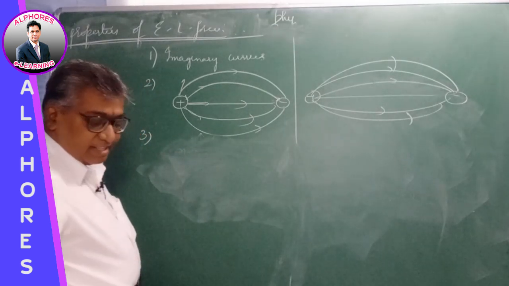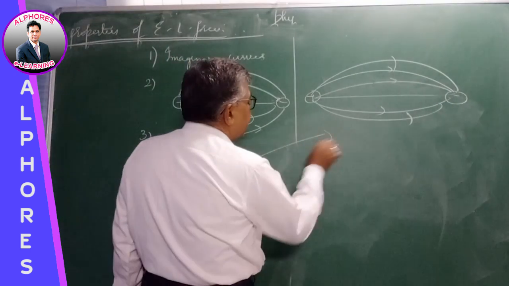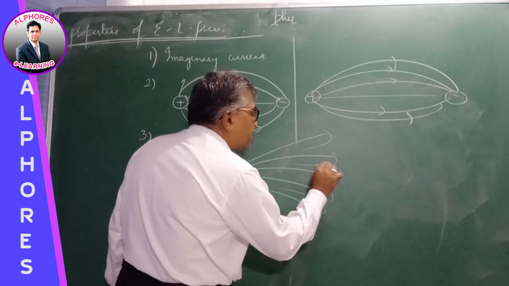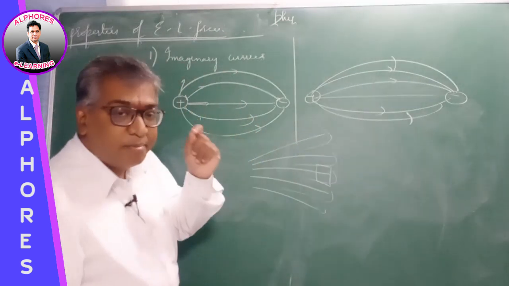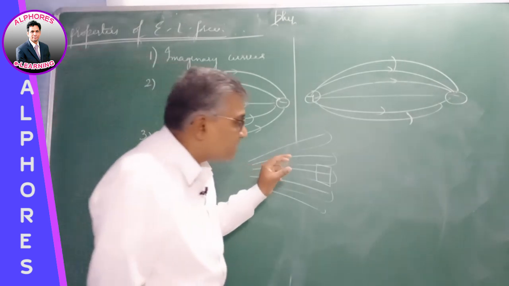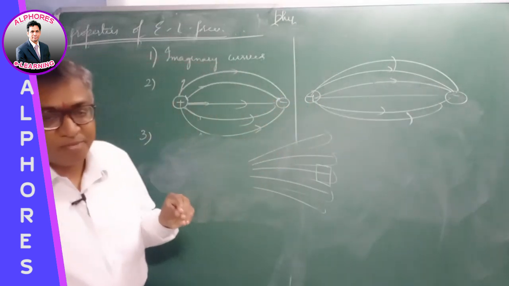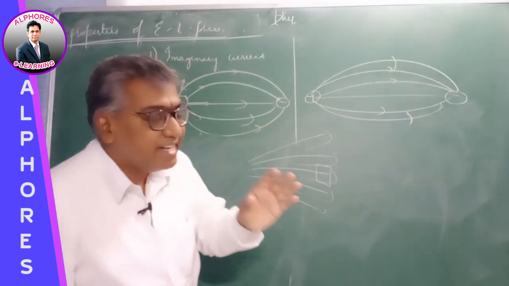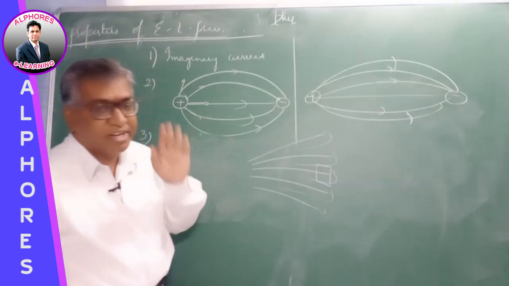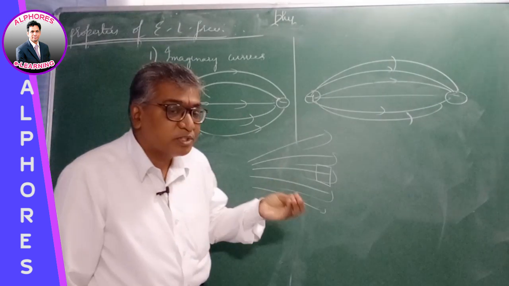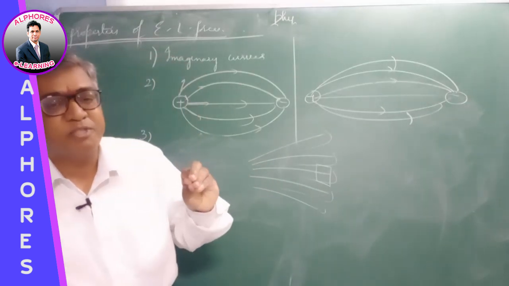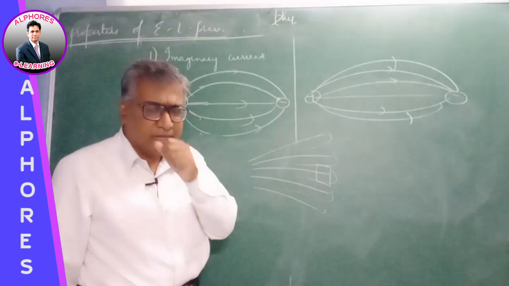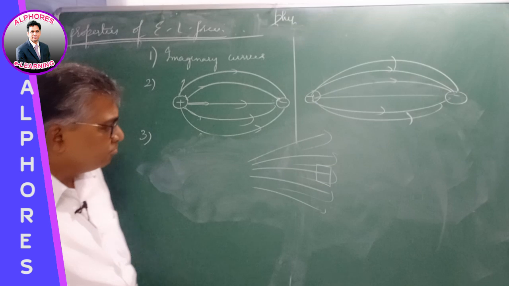Suppose there is an electric field existing like this, then through a particular unit area, the number of lines of force passing through the unit area is directly proportional to the electric field intensity at that point on the area. The number of lines of force per unit area is termed the electric flux density. This is proportional to the electric field at that point.